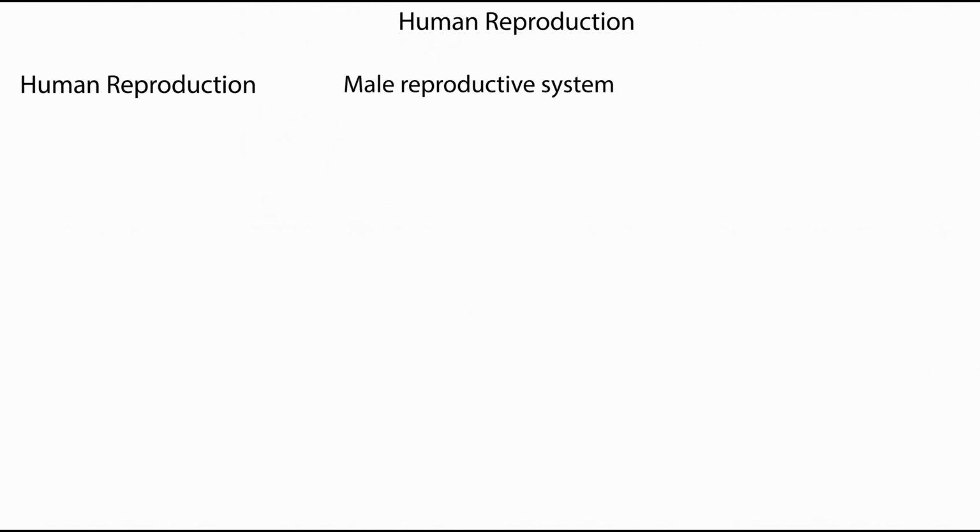Again we will revise the pathway of sperm. It is produced in the seminiferous tubules. It enters rete testis, then vasa efferentia, then epididymis, then vas deferens. Vas deferens combines with the duct of the seminiferous tubule forming the ejaculatory duct, and the ejaculatory duct opens into the urethra, and urethra opens outside through the urethral meatus.